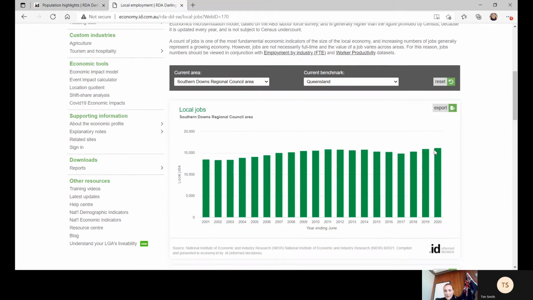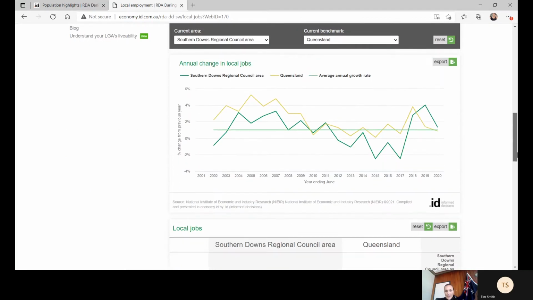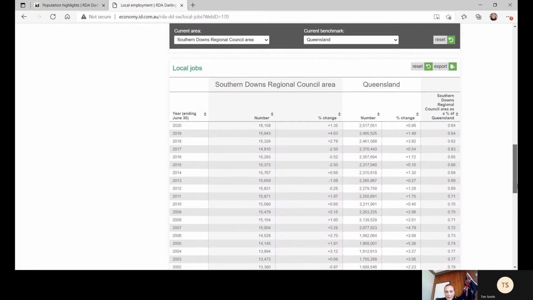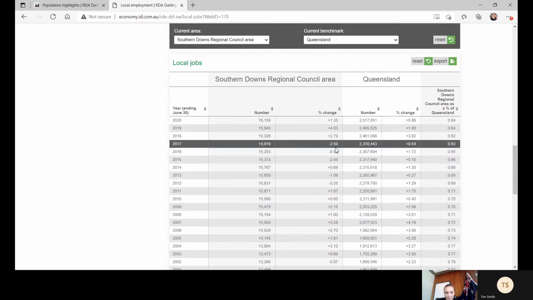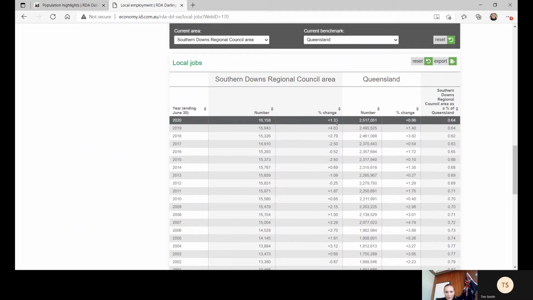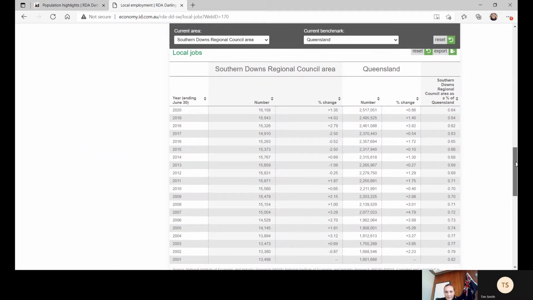So up to June 2020, we just had a slight increase in jobs. Now, some of that would have been kept alive through JobKeeper payment during that period as well. Let's have a look compared to Queensland. So there was a fall in the rate, but we can see here we get some negative jobs growth through 15 to 17, but we've had some strong growth over the following periods, 18, 19, 20.